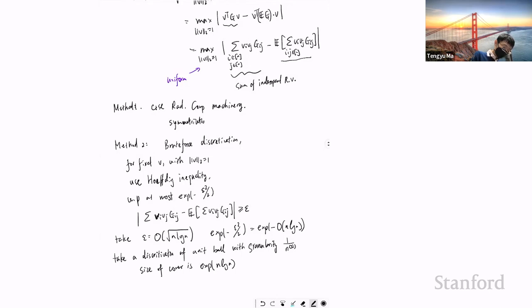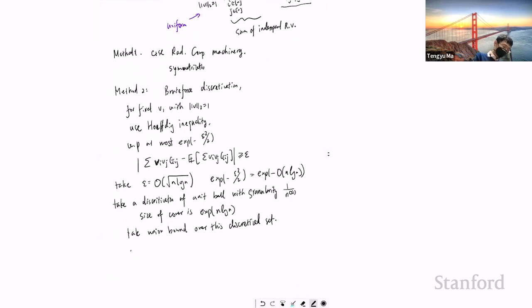And then you can take a union bound over this discretization. Because your granularity is very small, only inverse poly, you only lose inverse poly, and inverse poly is smaller than any of these quantities. So then basically, eventually you take a union bound, and with high probability, you have this.